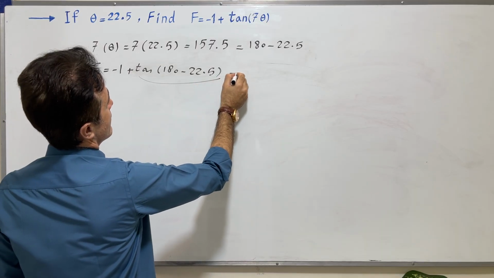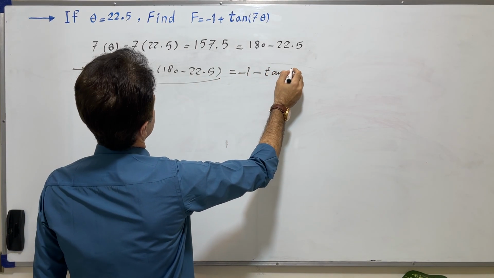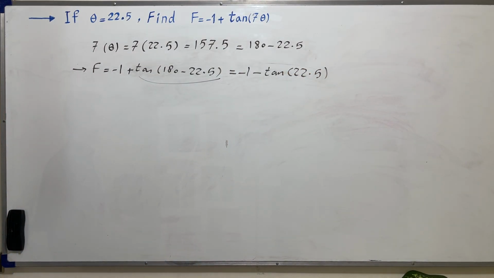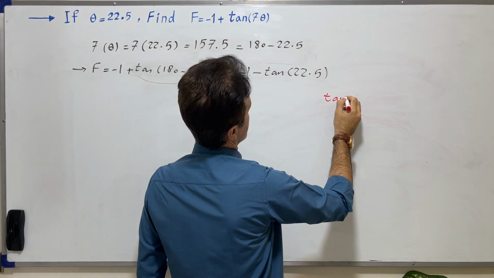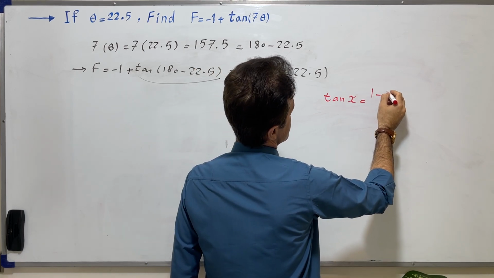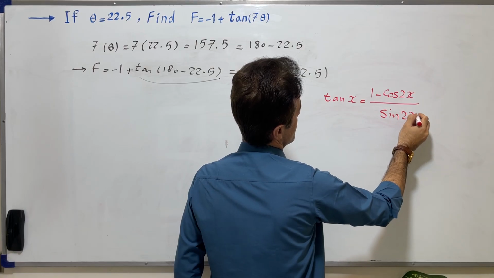Then f can be written as minus 1 minus tangent 22.5. On the other hand, we have a trigonometric relation to calculate tangent 22.5. The relation is tangent x equals 1 minus cosine 2x over sine 2x.